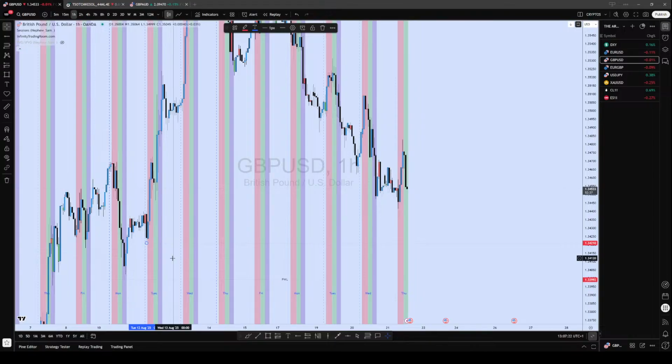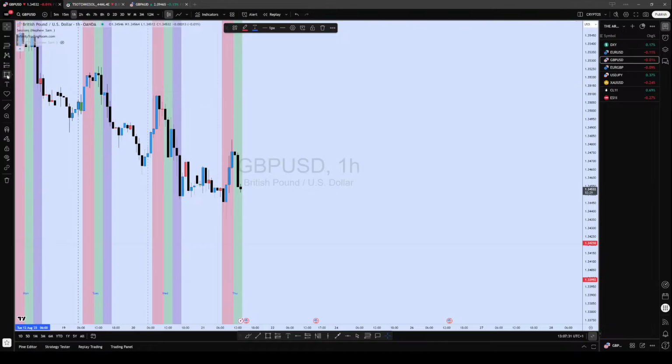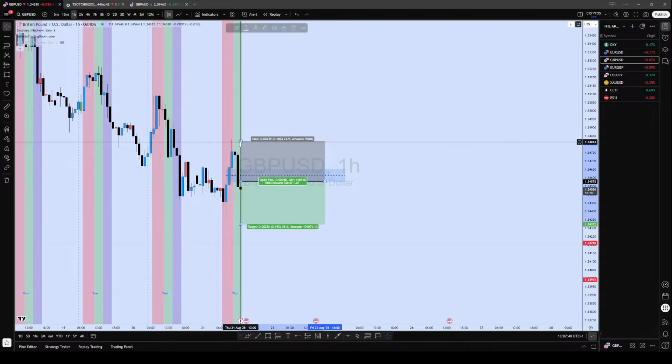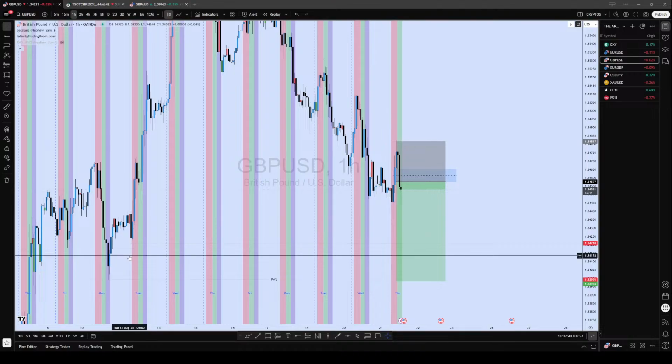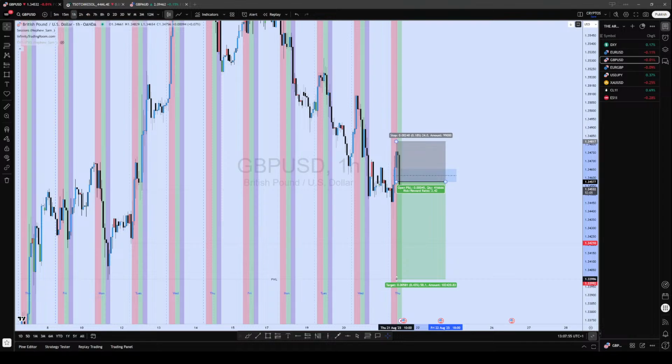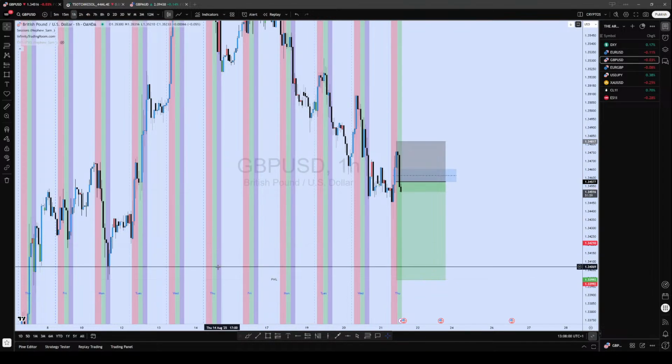In terms of entries, I think London has formed a high and given an inverted fair value gap. So right here you can sell there with your stop with a continuation, and then take partial right here. 1.34210 partial, and then 1.33992 as your ultimate objective. Okay.